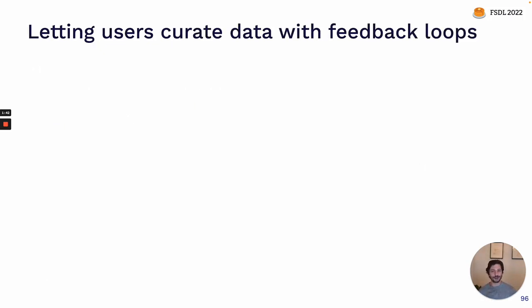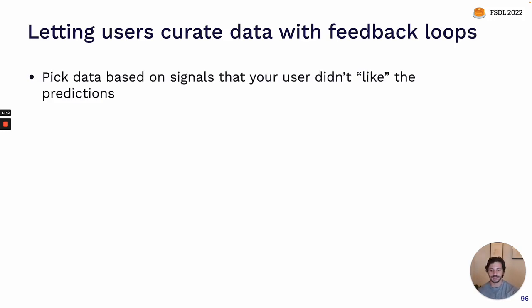If you already have a feedback loop or a way of gathering feedback from your users in your machine learning system, which you really should if you can, then this is probably the easiest and potentially also the most effective way to pick interesting data for the purpose of curation. And the way this works is you'll pick data based on signals that come from your users that they didn't like your prediction. So this could be the user churned after interacting with your model.